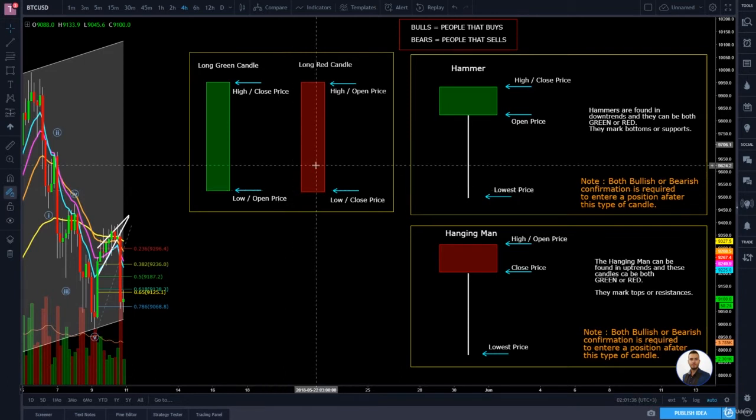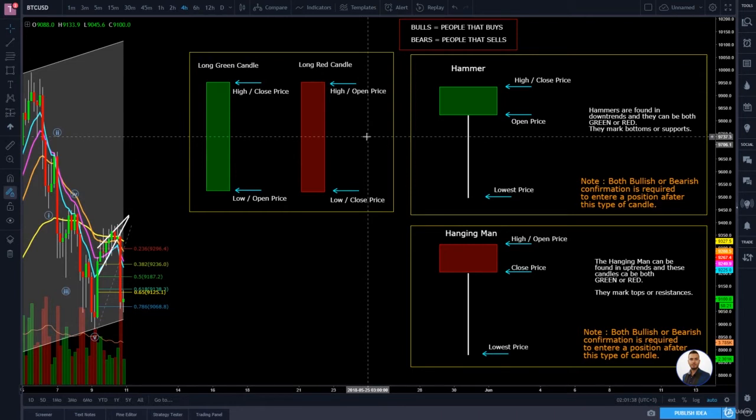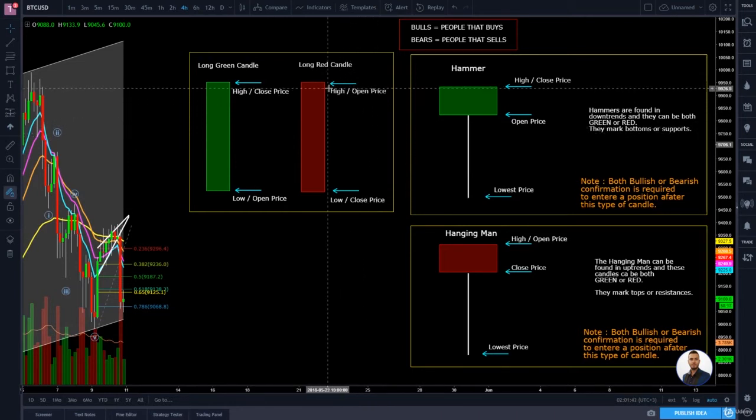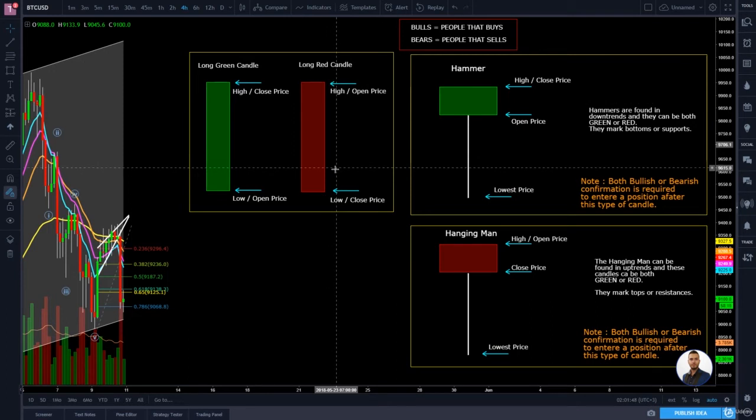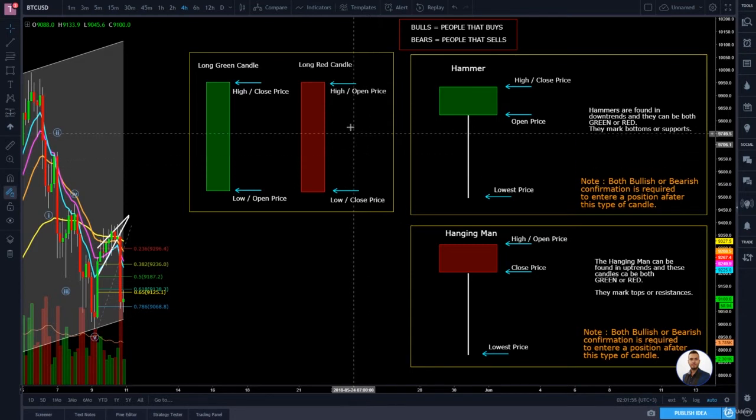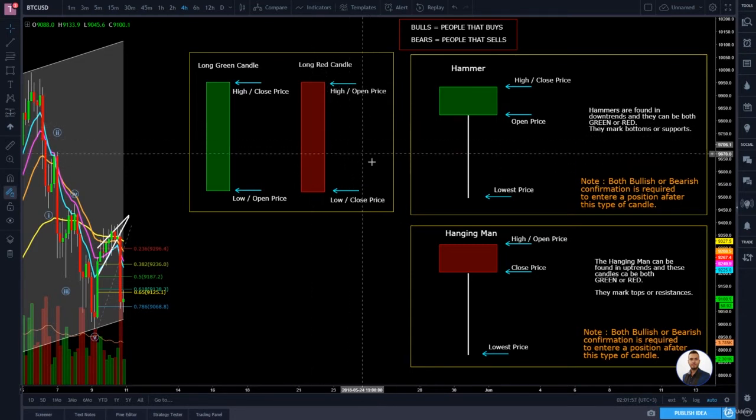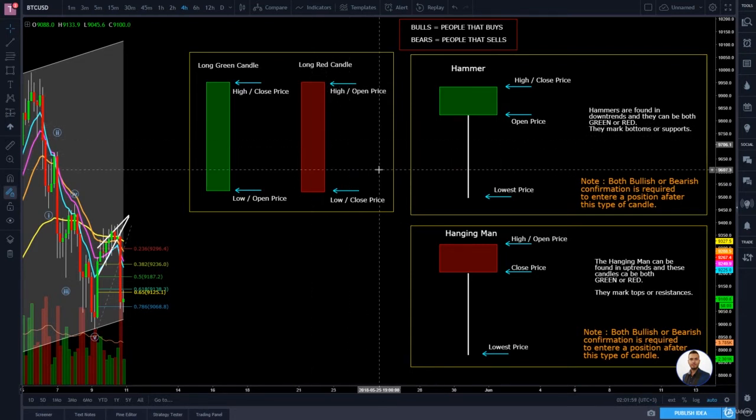Long red candles show strong selling pressure. The longer the red candle is, the further the close is below the open price. That indicates that the price declined significantly from the open to the close price and sellers were very aggressive. After a long upwards movement, a long red candle can signal a reversal or mark a future resistance level. After a long decline, a long red candle can indicate that people are panic selling.